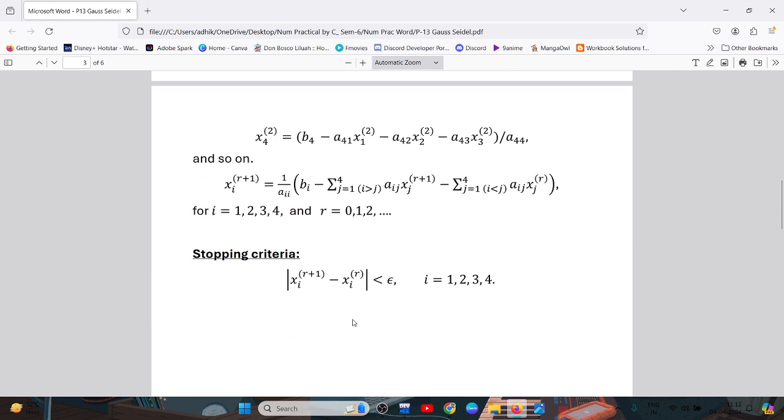The stopping criterion is similar to the Gauss-Jacobi method: the modulus of xi at step r plus 1 minus xi at step r is less than or equal to the tolerance level.